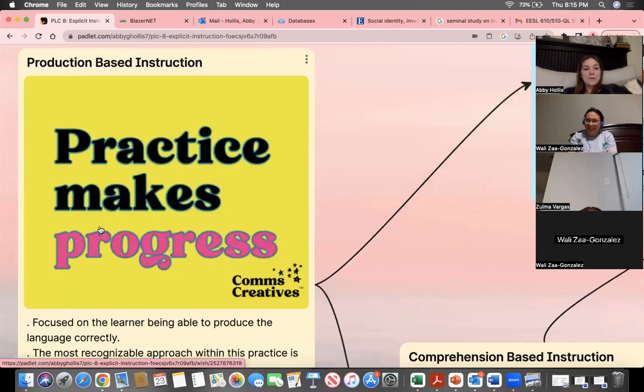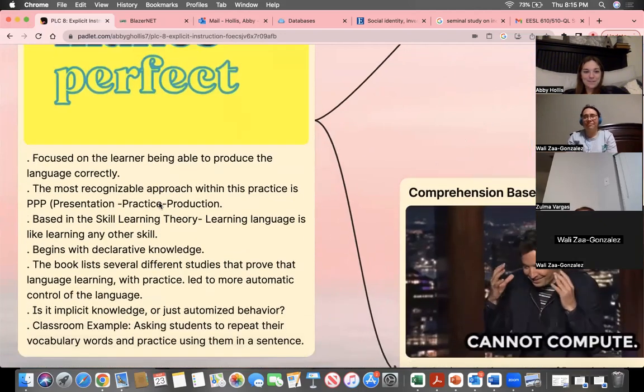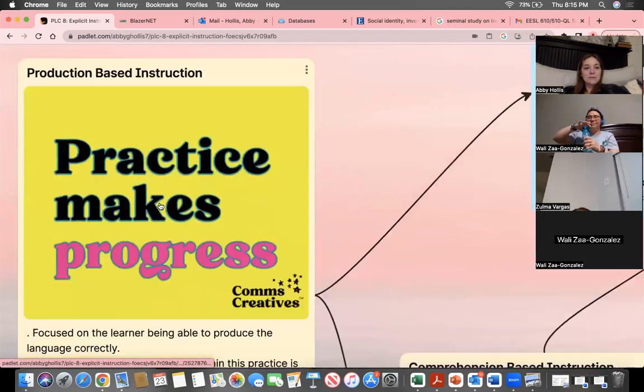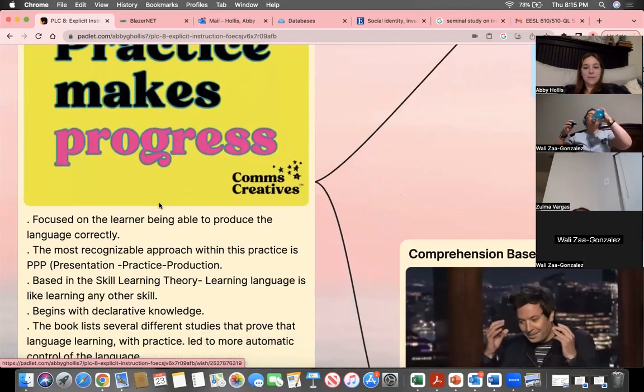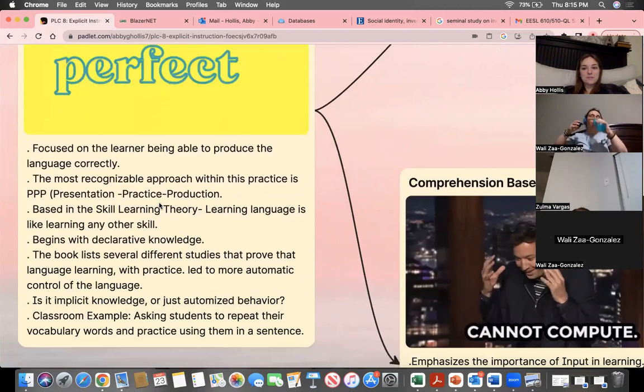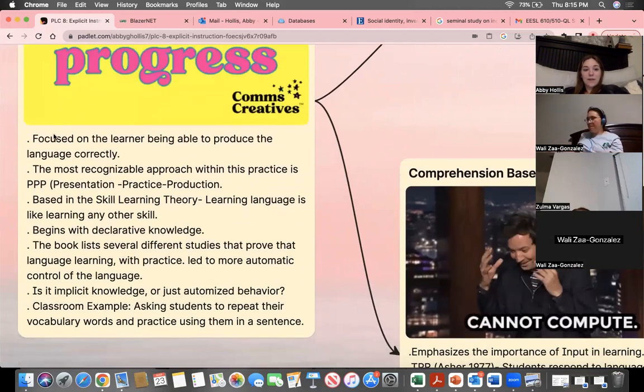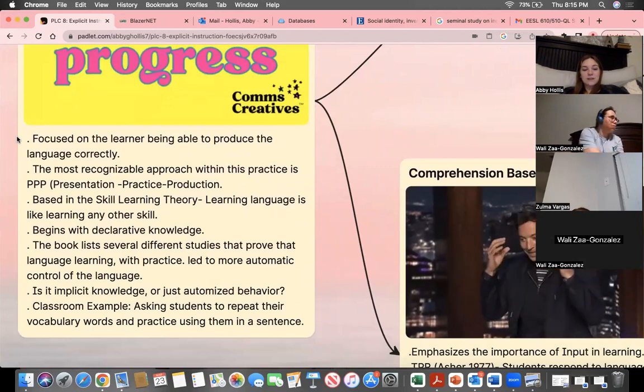Okay, so practice makes perfect. Practice actually makes progress. So I put a little GIF up there because that's fun to look at. And so this one's going to be production-based instruction. I'm an advocate for production-based instruction. I know not everybody is, but I think it's great. Helps us practice. And so I'm going to tell you a little bit about it.